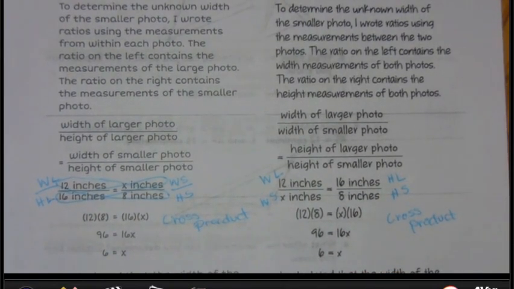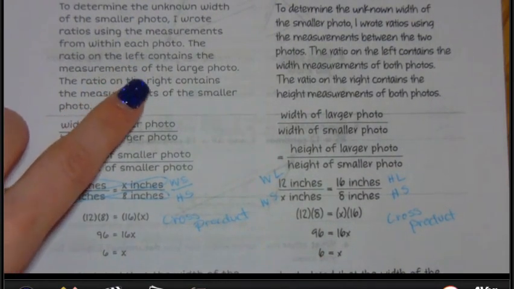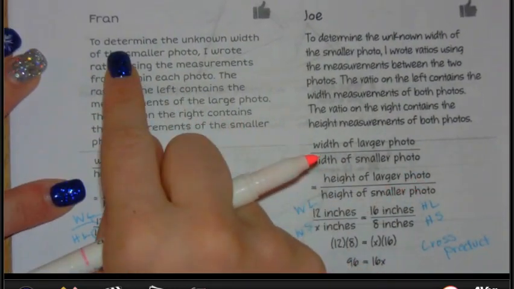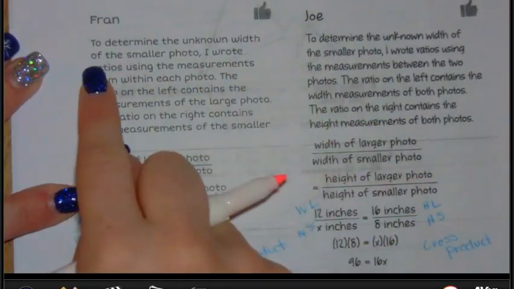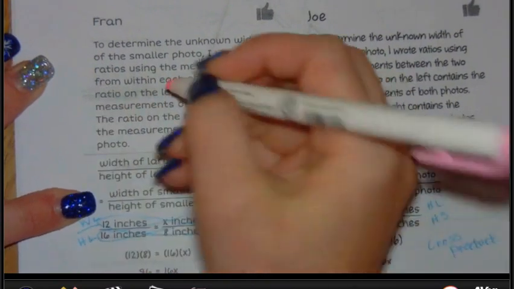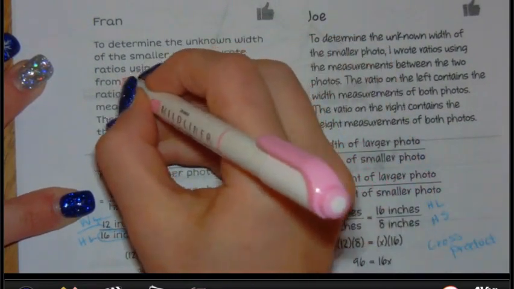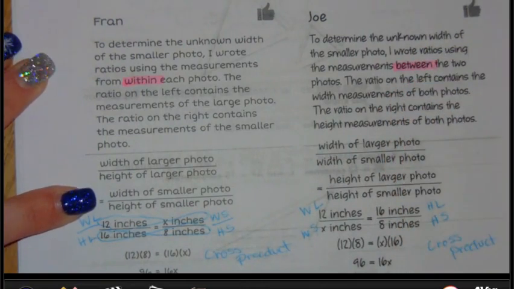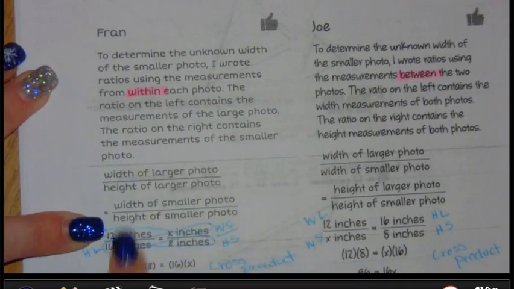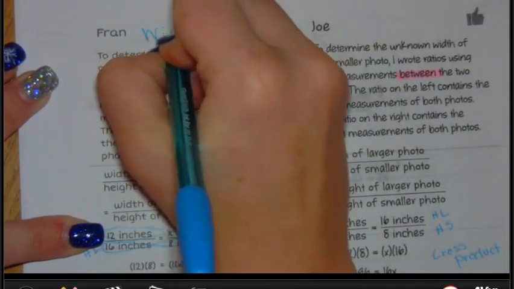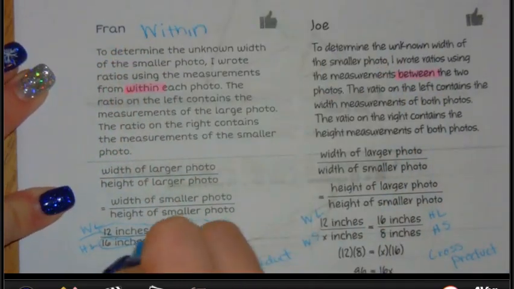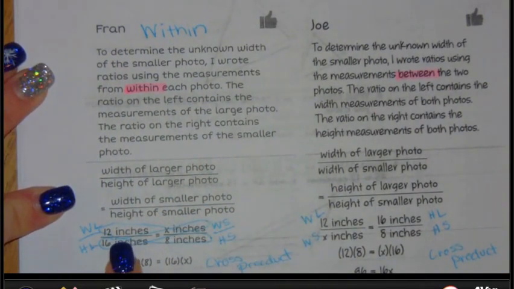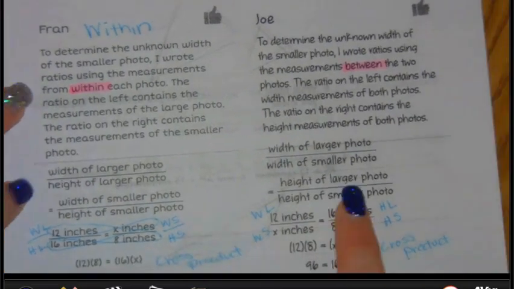Now, what do you guys notice with these two? I want to point this out because I've mentioned this to you guys once before. So Fran determined the width. She wrote the ratios using the measurements. I want you guys to underline this word right here, and I want you guys to underline this word right here. This method that Fran used is called within. She used the measurements within each figure, so each ratio represents one of the figures. So this is one figure equals one figure.